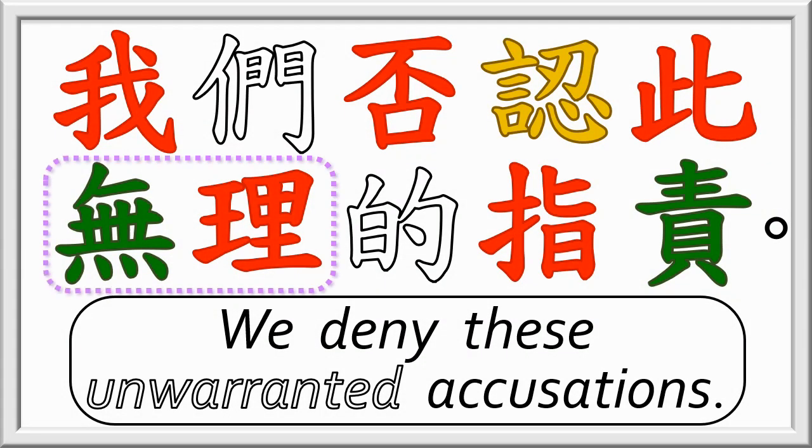理 with the jade radical from lesson 74 refers to the various layers in the marbling of a block of jade that must be taken into account during carving for an aesthetically pleasing result. From this evolved the various extended senses of step-by-step reasoning, logic, and arrangement. 无理 would then mean unreasonable, illogical. 我们否认此无理的指责. We deny this unwarranted accusation.